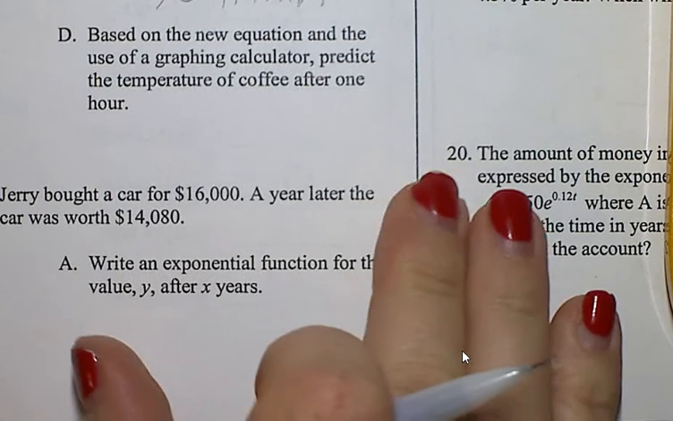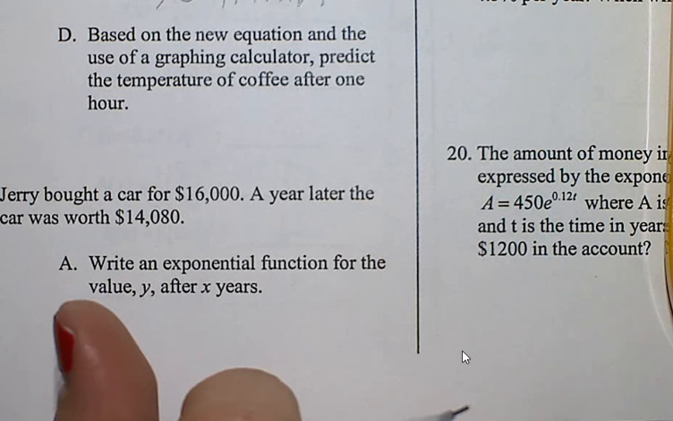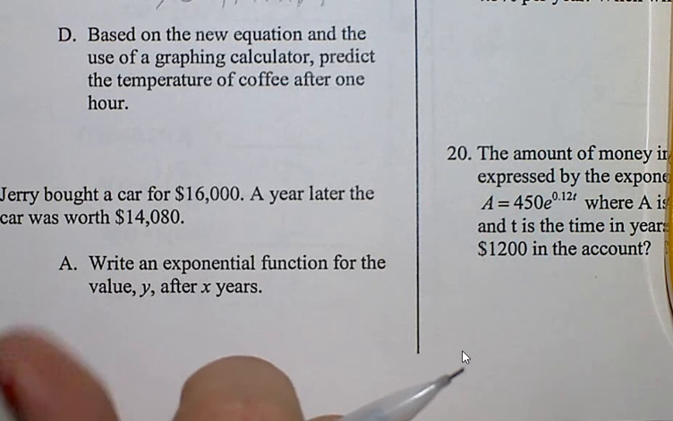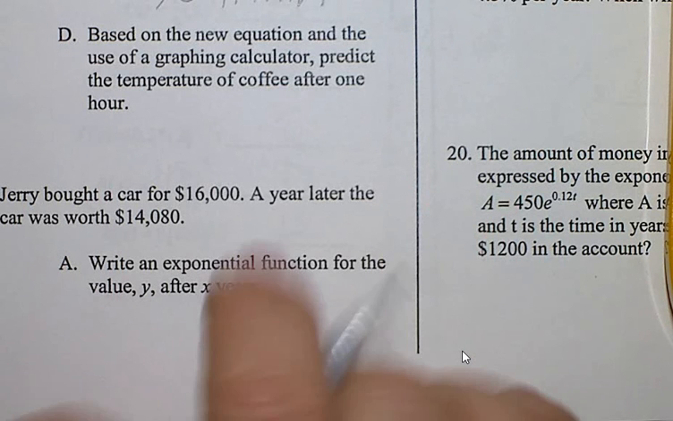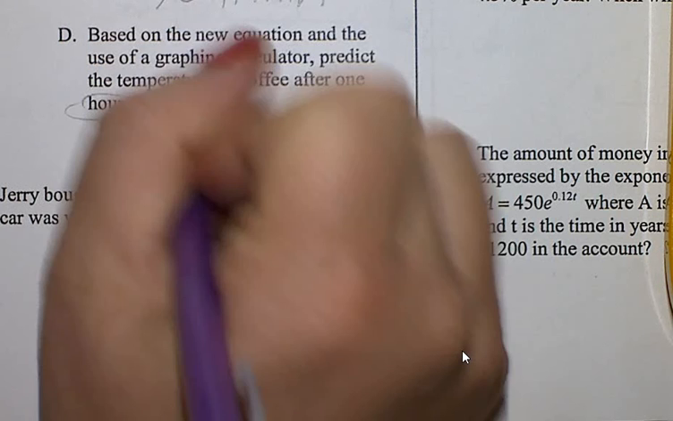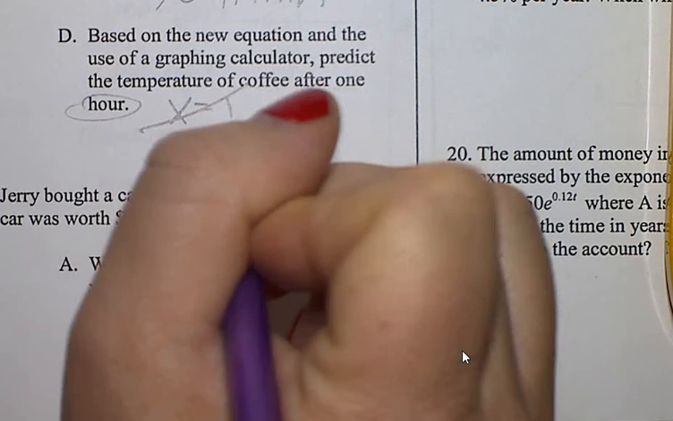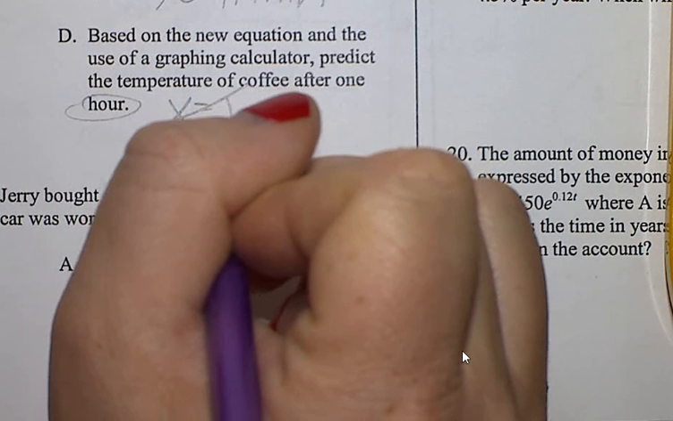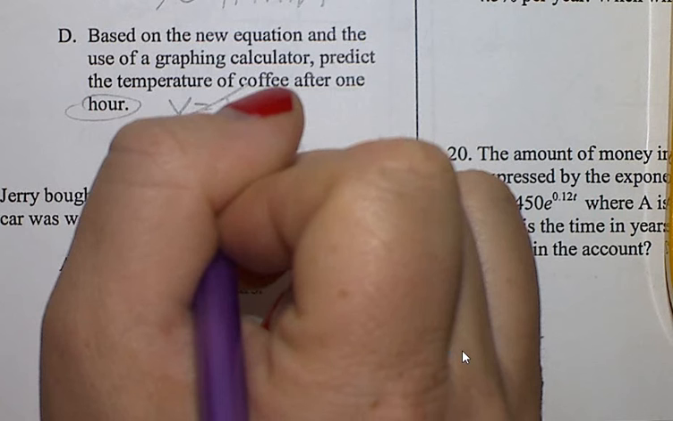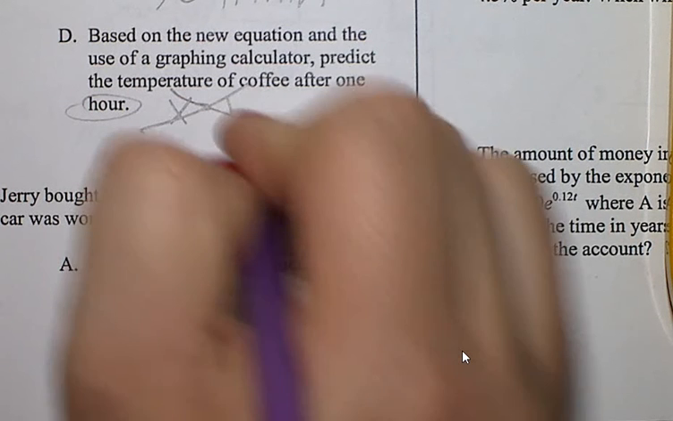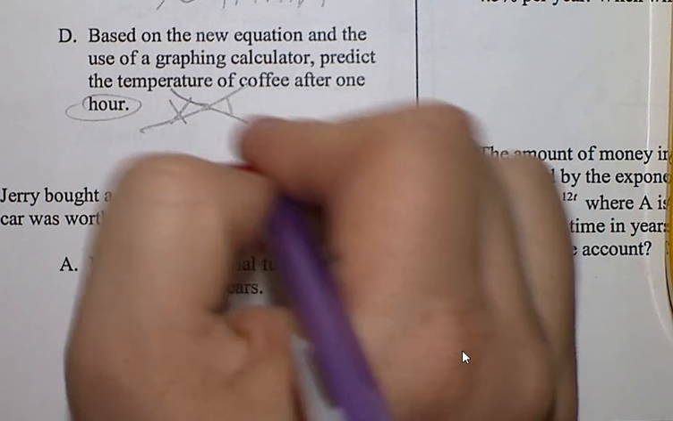Based on the new equation, and they use the graphing calculator, predict when the temperature of the coffee is 1 hour. Well, hours are in terms of x values, but I cannot write x equals 1. Why can't I say 1? Because it's in terms of minutes. So 1 hour is 60.